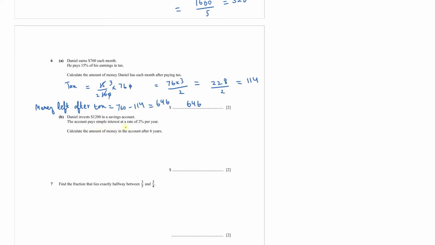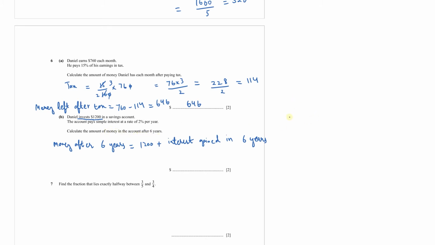The account pays simple interest at a rate of 2% per year. Calculate the amount of money in the account after 6 years. So the amount of money after 6 years will be the initial deposit, the initial investment, which is 1,200, plus interest gained in 6 years. So now you have to calculate the interest gained in 6 years, and if you add it to 1,200, that will be the amount of money in the account after 6 years.